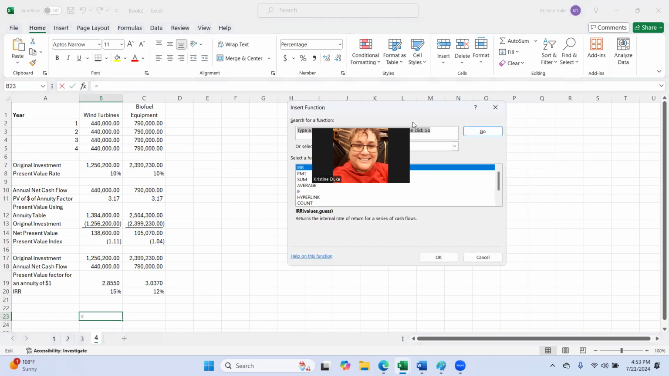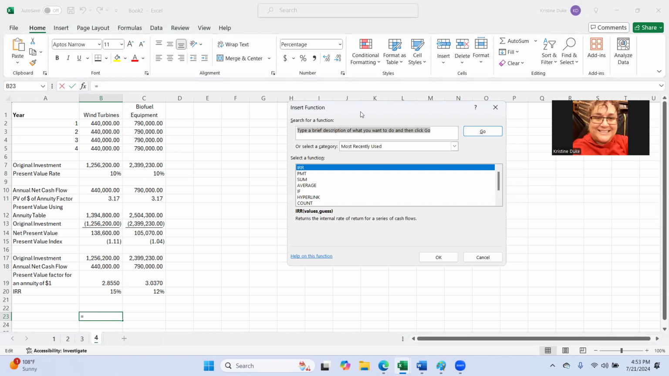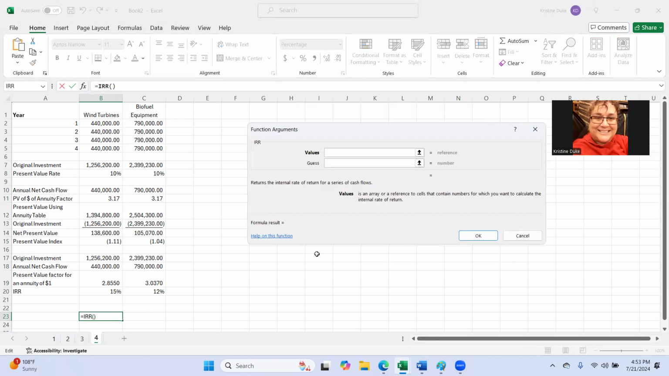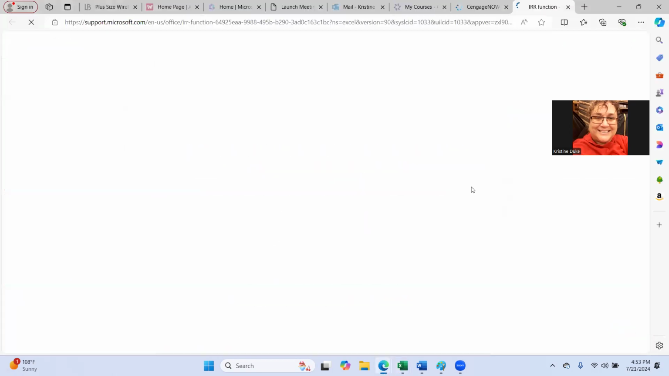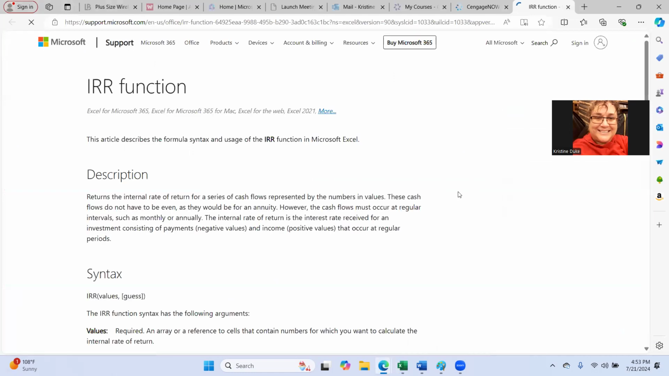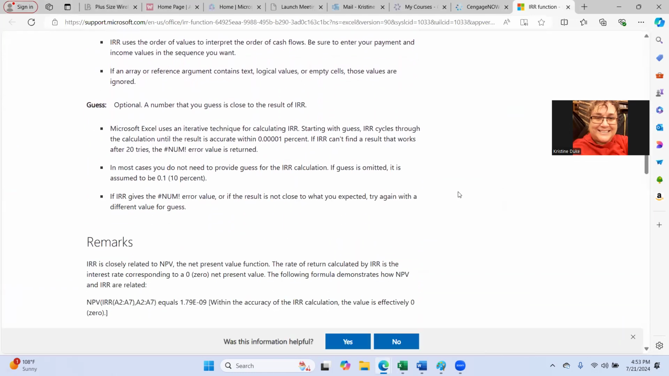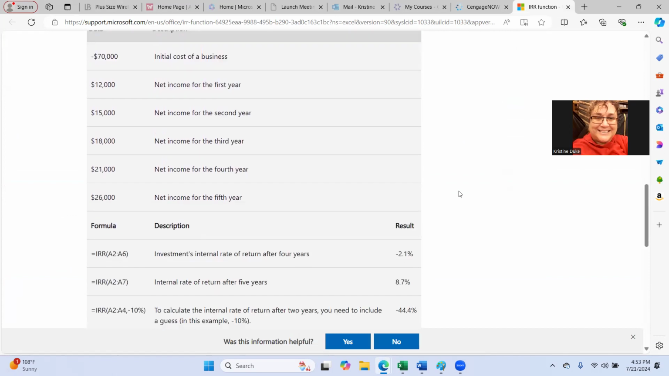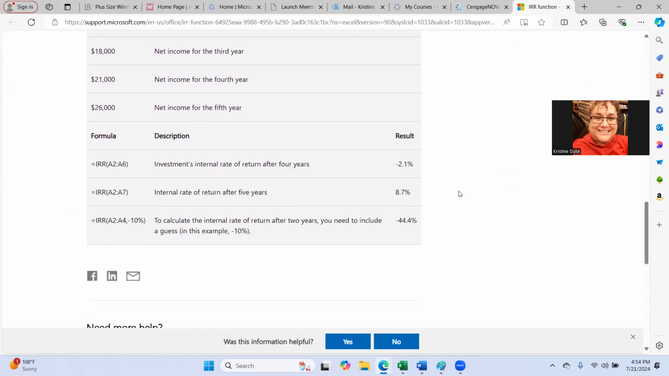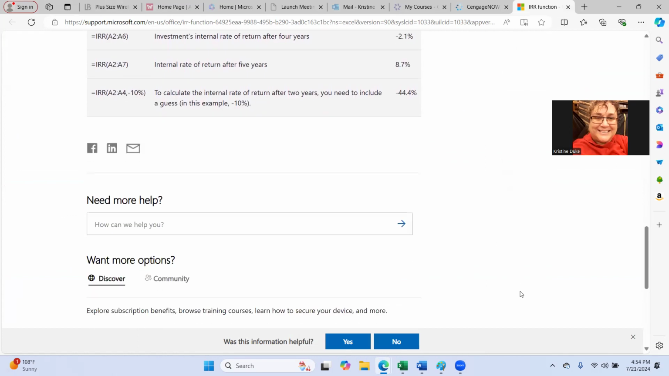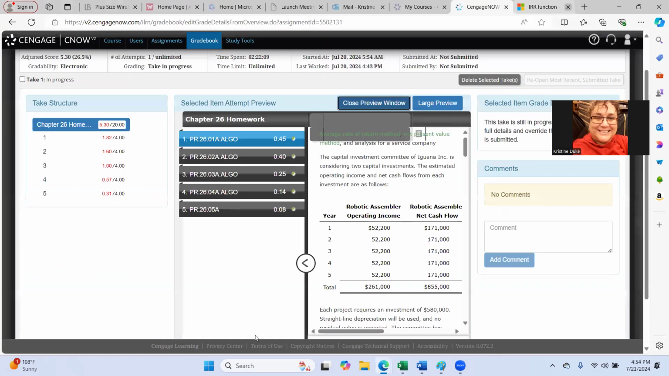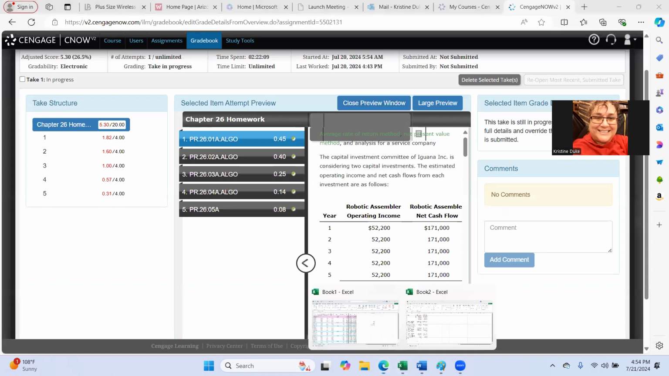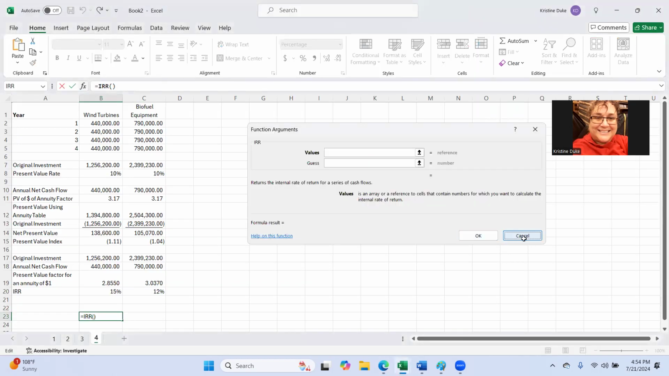I don't use this that often, but if things are not making me happy, guess what I'm going to do? Help on this function. Let's see what happens. Come up here and you can use this. I forgot to put in the negative part. Okay, let's see if that works.